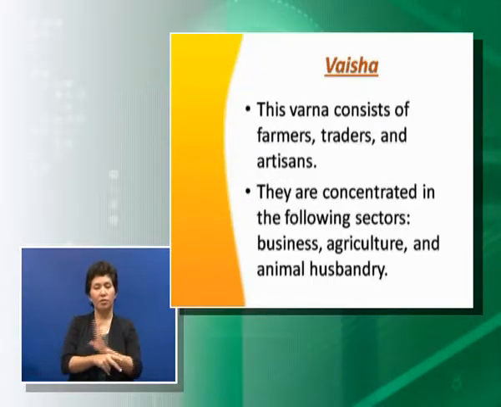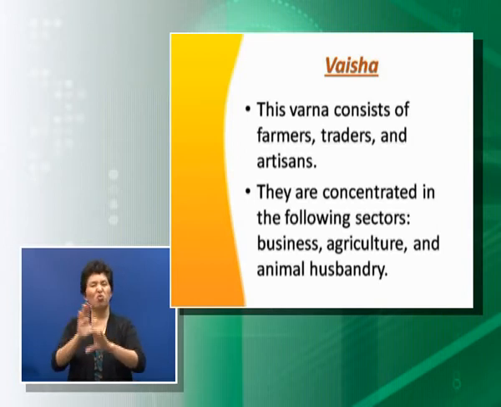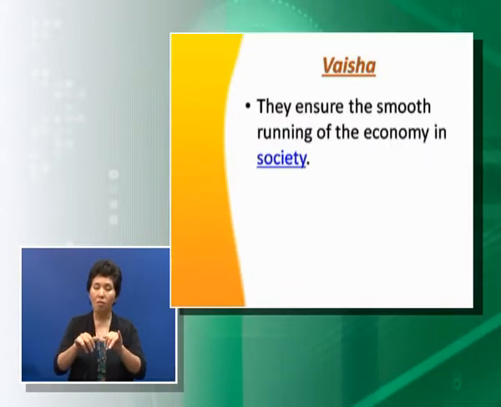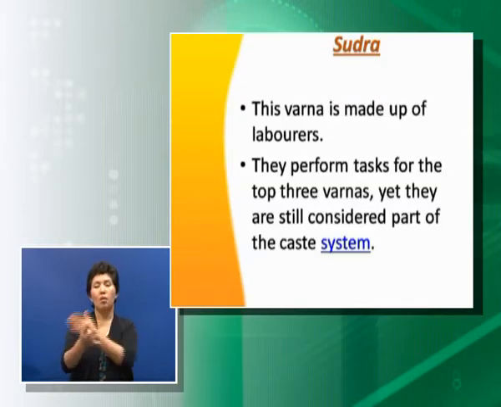And then the Vaishya varna consists of farmers, traders, and artisans. They are concentrated in sectors such as business, agriculture, and animal husbandry. They also ensure the smooth running of the economy in society. The Sudra are made up of laborers who perform tasks for the top 3 varnas. Yet they are still considered part of the caste system.